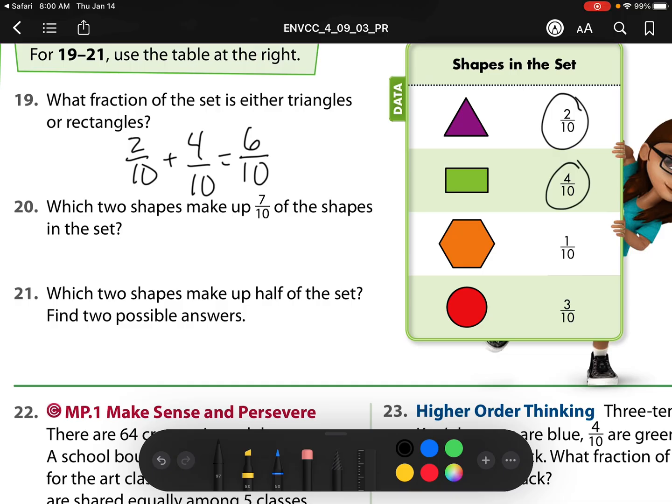Which 2 shapes make up 7/10 in the set? So we need to figure out what plus what equals 7. So let's see. 2 plus 4 doesn't equal 7. 2 plus 1 doesn't equal 7. 2 plus 3 doesn't equal 7. 4 plus 3, that equals 7. So that's 4/10 plus 3/10 equals 7/10. And what shapes were those? Well, I see it is my rectangle and it is my circle.